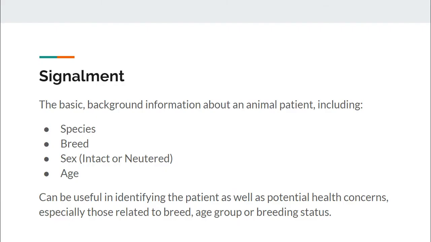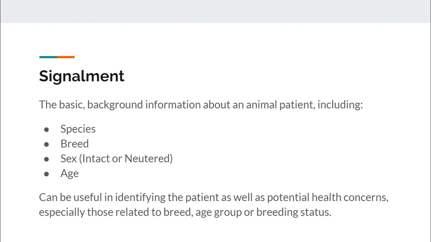Okay. So the first thing we want to talk about is something called signalment. I think I've mentioned this before when Moose and Bear came in, but as a refresher, signalment is the term we use to describe the basic background information about an animal patient. This is found in any patient chart.